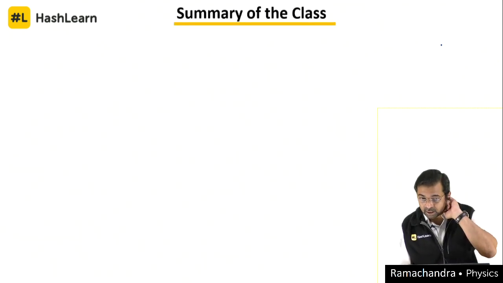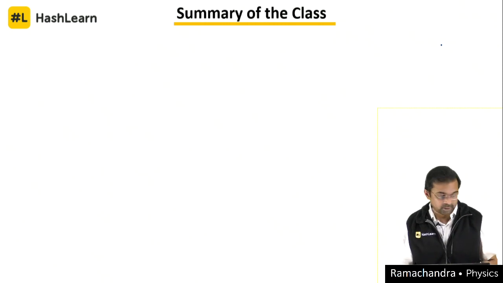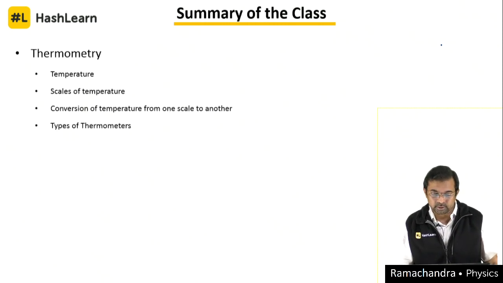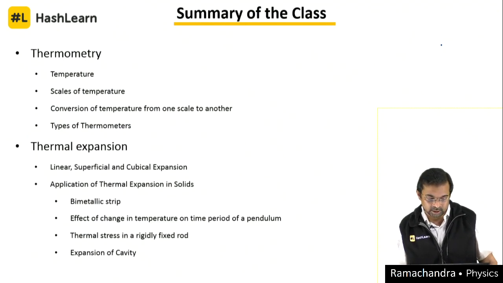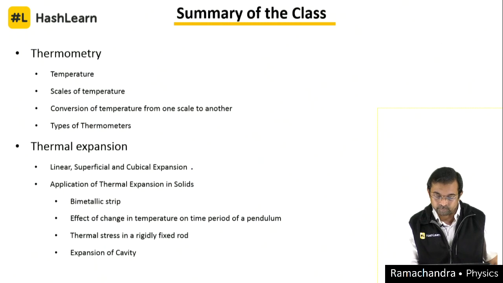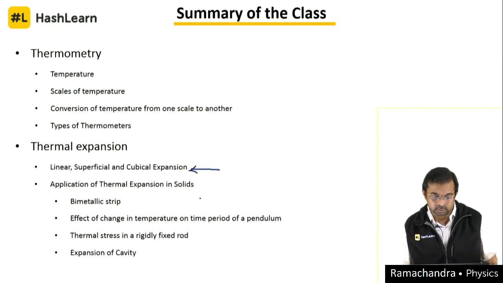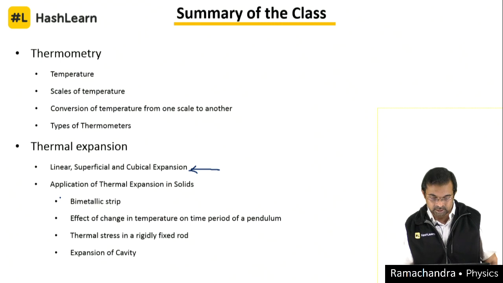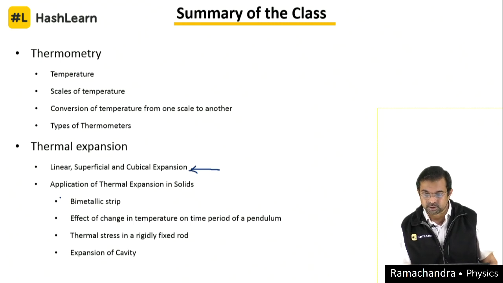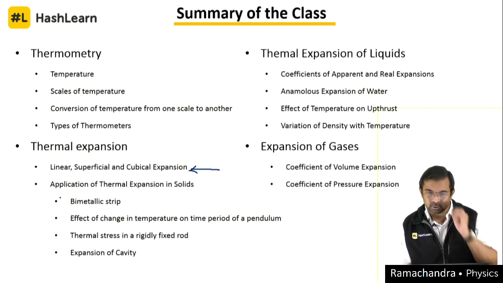Summary of the class. In today's class we have discussed thermometry, temperature, scales of temperature, conversion of temperature, and types of temperature. In thermal expansion we could divide it into linear, superficial and cubical. In the case of thermal expansion of solids, we could discuss the bimetallic strip, effect of temperature on time, thermal stress and expansion of the cavity, and these other two I will discuss probably in the next class.